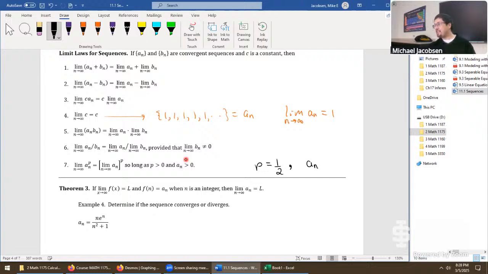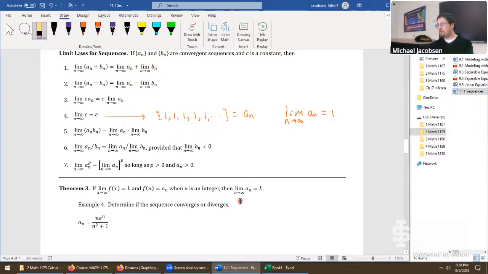then we don't want a_n to have negative terms. We want a_n to have positive terms. Otherwise, we're taking square roots of negative values, and we're in complex analysis at that point. So just to keep everything a real number, that's what these conditions are right here. So we inherit all these from Calculus 1.